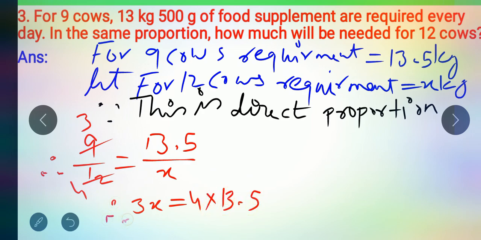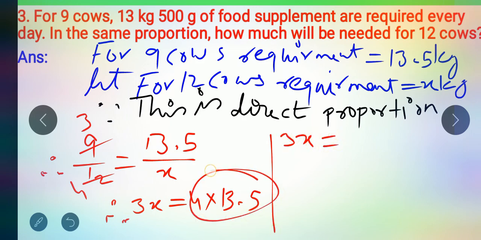Now here 3x is equal to 4 into 13.5, you can multiply this. So let us multiply 13.5 into 4. What will be the answer, students? Start multiplying and tell me the answer. 54.0. 54.0 will be the answer, students. You can check it. Check it fast. Yeah, you are right.